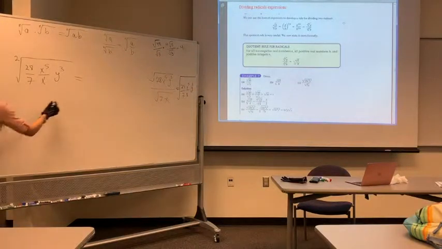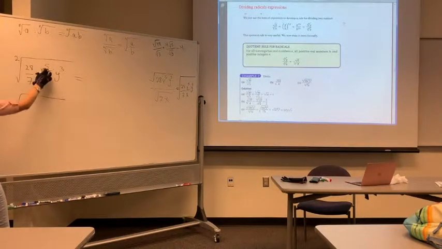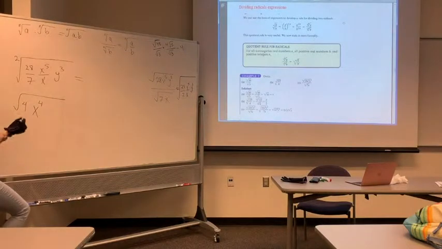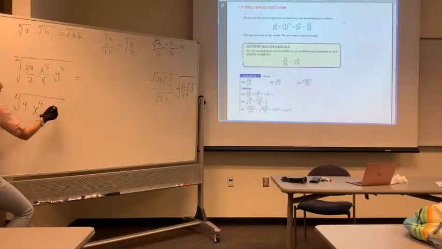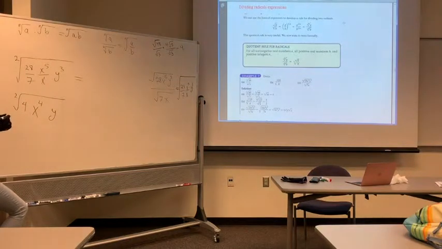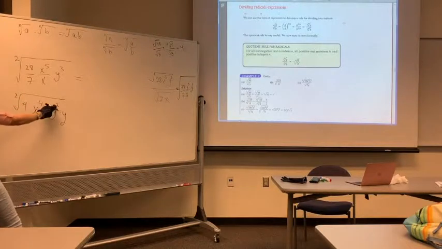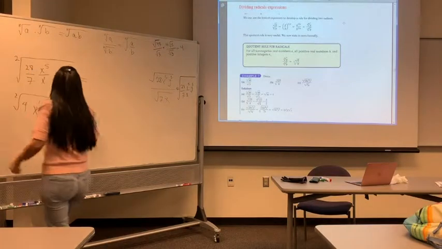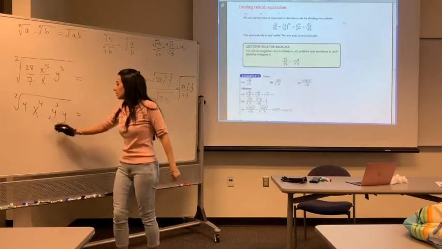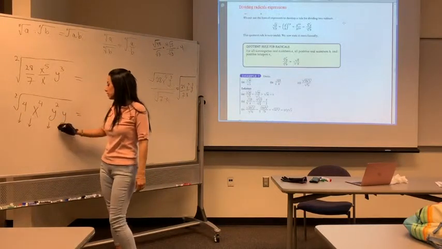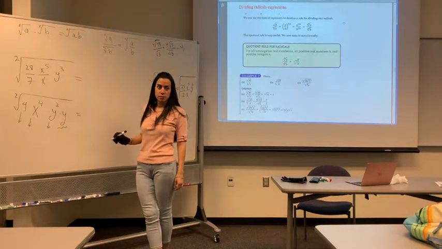28 divided by 7 is 4. x power 5 divided by x is x power 4. Correct? y power 3 is y power 2 multiplied by y power 1. I'm doing this because I want to bring out this y power 2. Correct? This can come out, this one can come out, this one can come out, this one stays inside the radical. Correct?